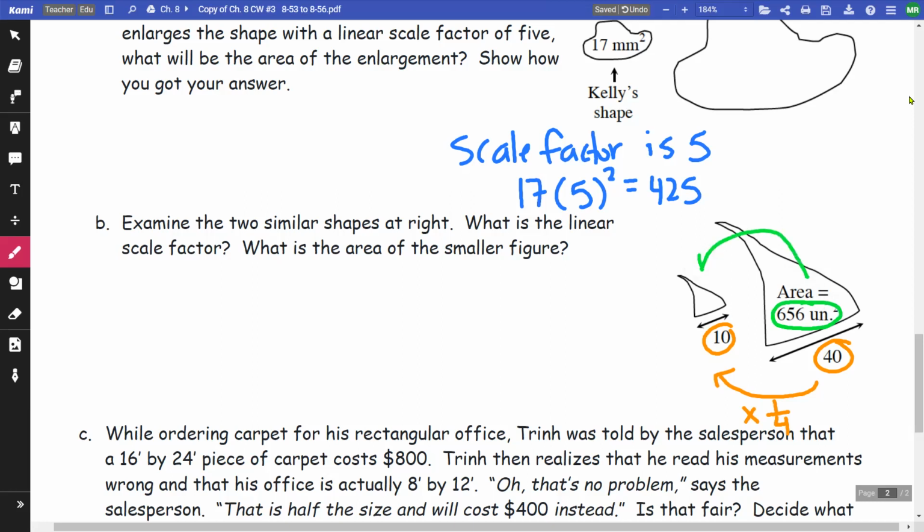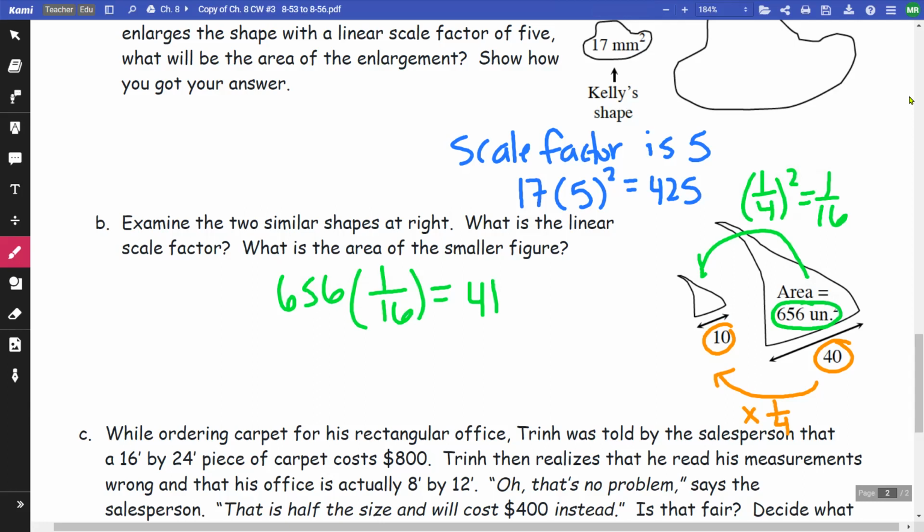So what that means is when I'm dealing with the area, my area is not going to be 1/4. It's going to be 1/4 squared, or 1/16 of it. So I'm going to take 656 times 1/16, and I get 41. So the area of this one is 41 units squared, whatever the units were. It just says units.